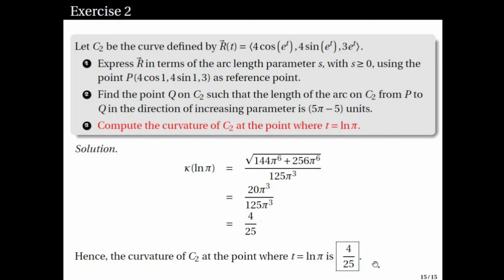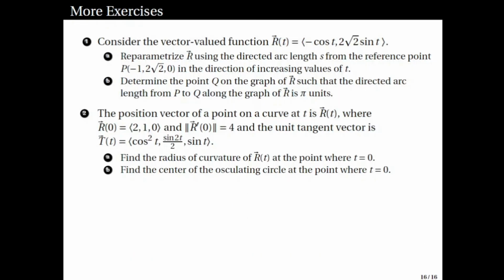You can also use the other formula for this, which uses the norm of the derivative of the unit tangent vector divided by the norm of r prime. And here are more exercises that you can answer on your own. Let me just add here for number 2 that the radius of curvature, which is also the radius of the osculating circle, is just the reciprocal of the curvature.